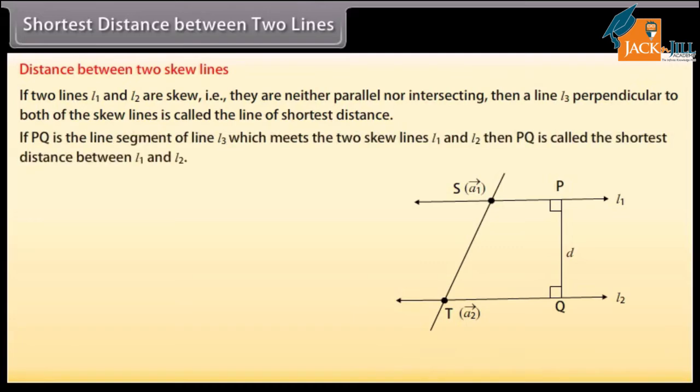If PQ is the line segment of L3, which meets the two skew lines L1 and L2, then PQ is called the shortest distance between L1 and L2.